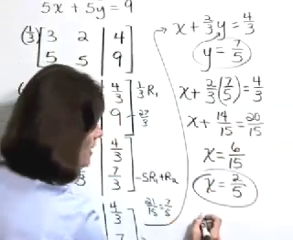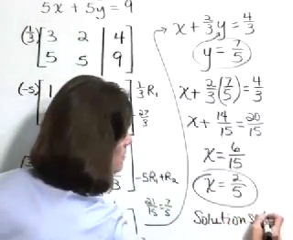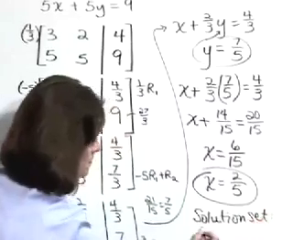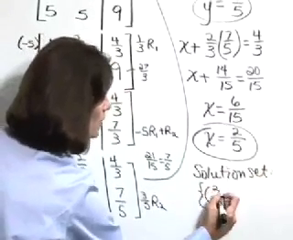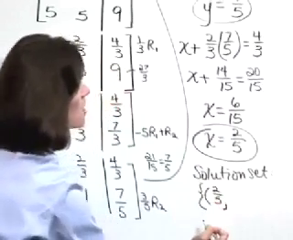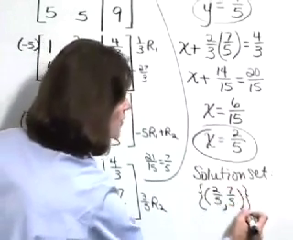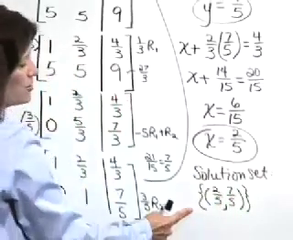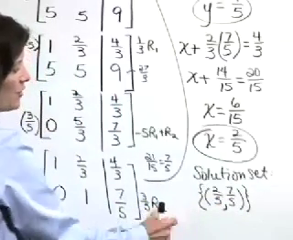So we have our solution set. It is x is equal to 2/5. Y is equal to 7/5. It's always wise to check those values in your original equations. If you do, that check will verify that we do indeed have the correct solution.